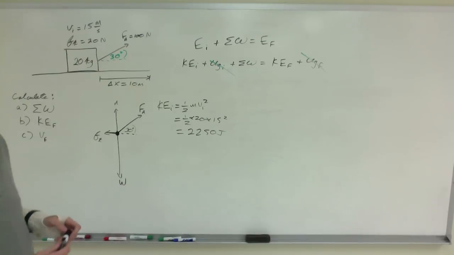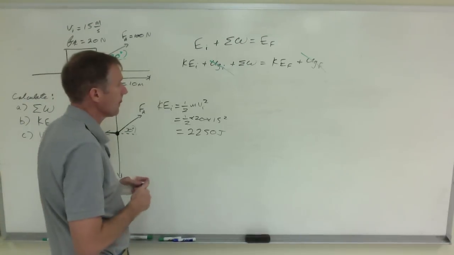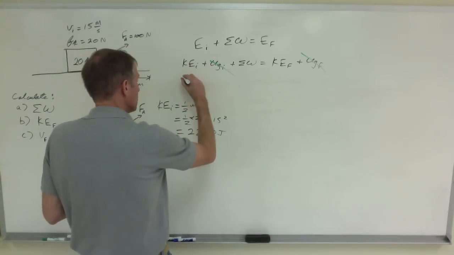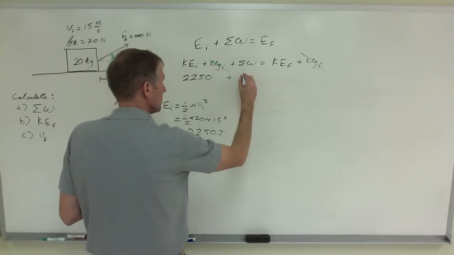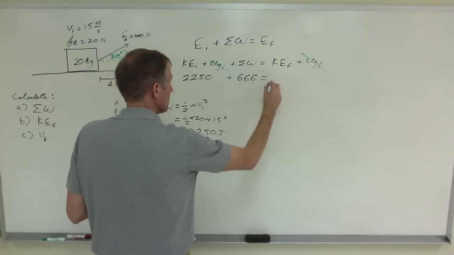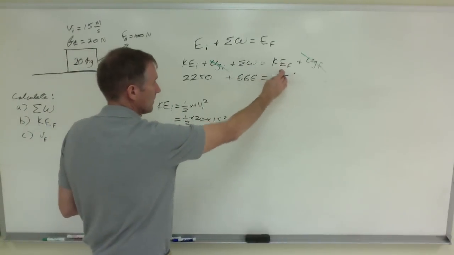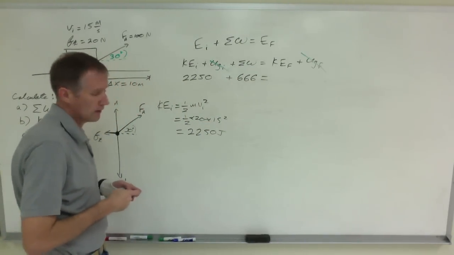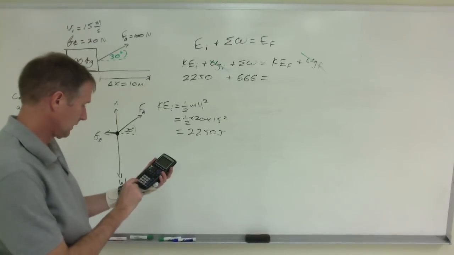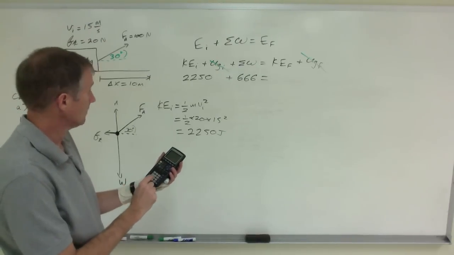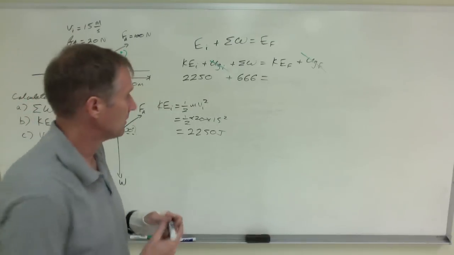Oh, what do you know? I've already done it. Yeah, 2,250 joules right here. So, 2,250 joules plus the 666 gives us the final kinetic energy, which is going to be, I'm calculated. It's late in the day and my brain is saturated. So that's 2,916.